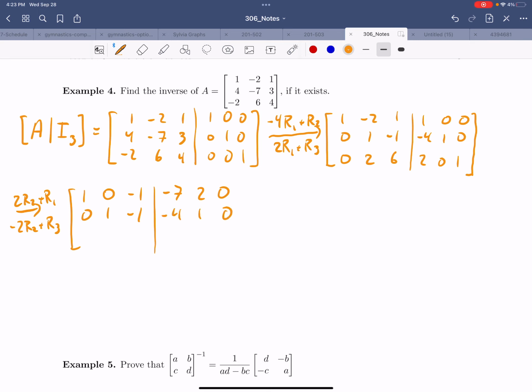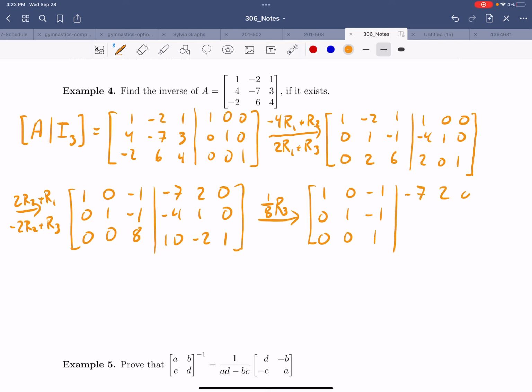And now we're also going to do negative 2 plus r3, right? So then that means this is going to be a 0. I think that's going to become an 8. I think we're getting a 10 right here. Negative 2. I think that's still a 1. And now at this point, let's just do 1/8 r3. Right? Try to avoid fractions when we can, but sometimes they're just unavoidable. Right?